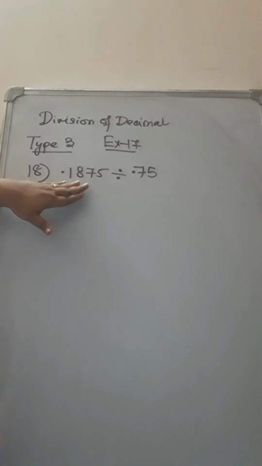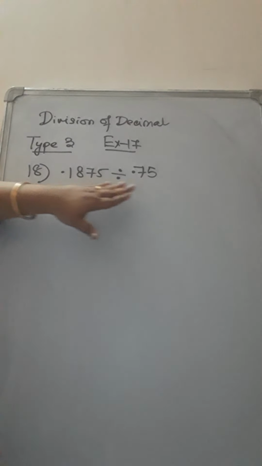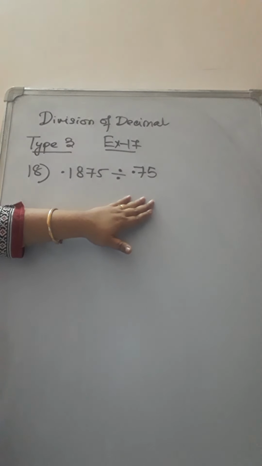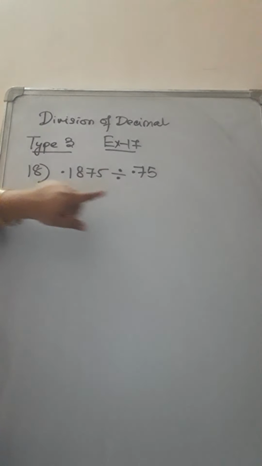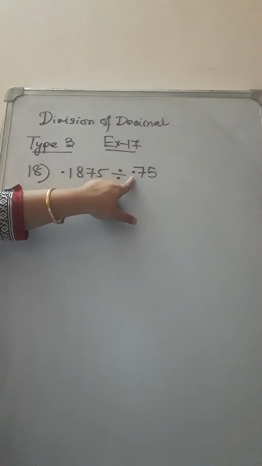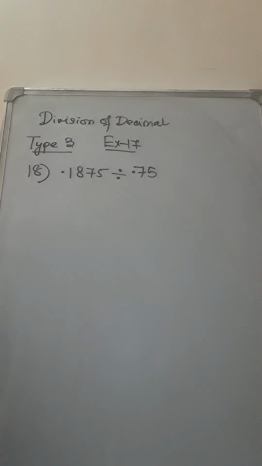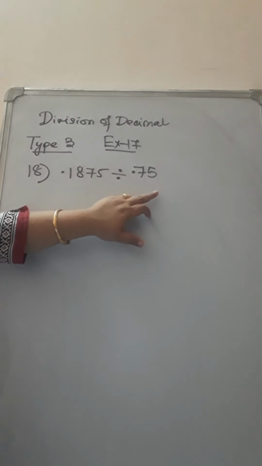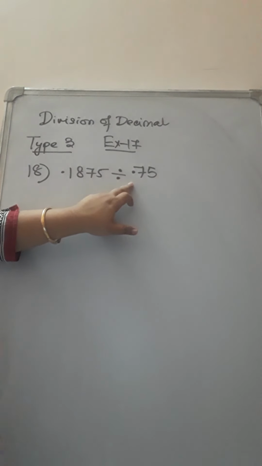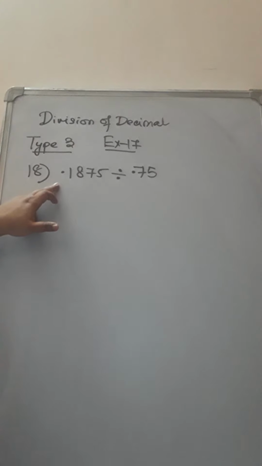So here the dividend is a decimal number and the divisor is also a decimal number. But check the decimal places. Here the point is placed before 4 decimal places, and in the divisor the point is placed before 2 decimal places. So I already told you a type. If the point is placed before equal decimal places in both the divisor and the dividend, you can cancel the point and continue division. But here the point is placed before unequal decimal places. In the divisor it is before 2 places and in the dividend before 4 places.